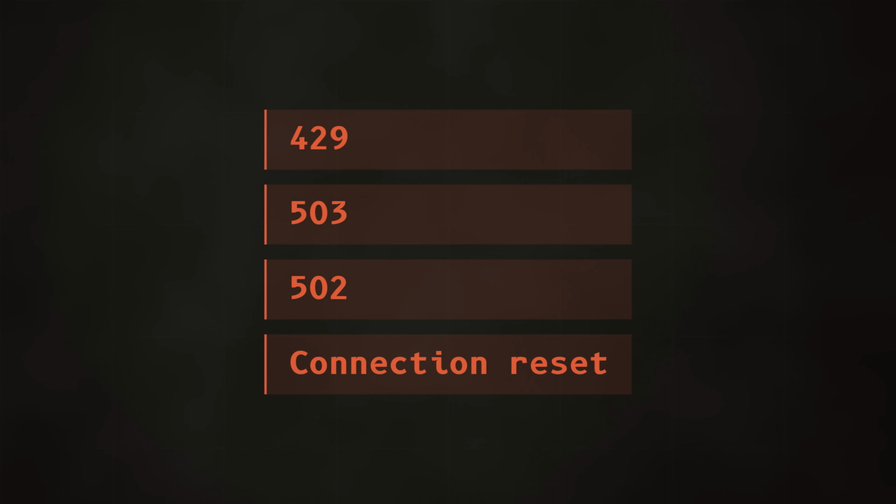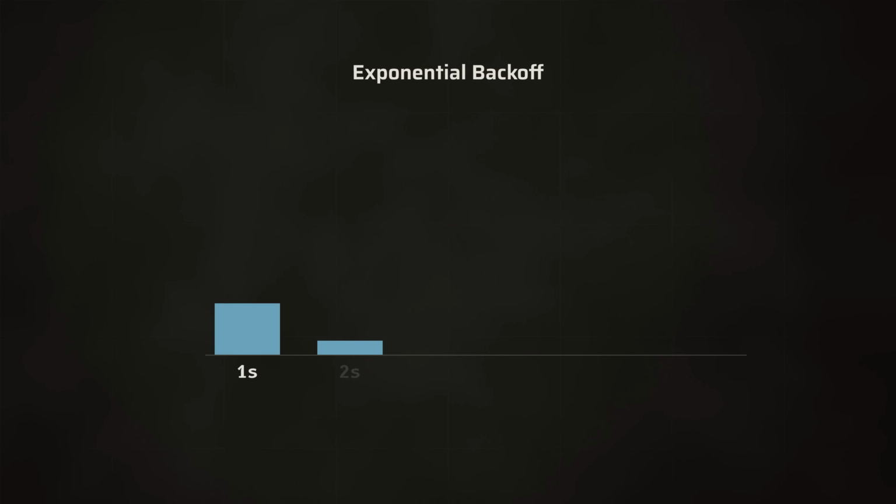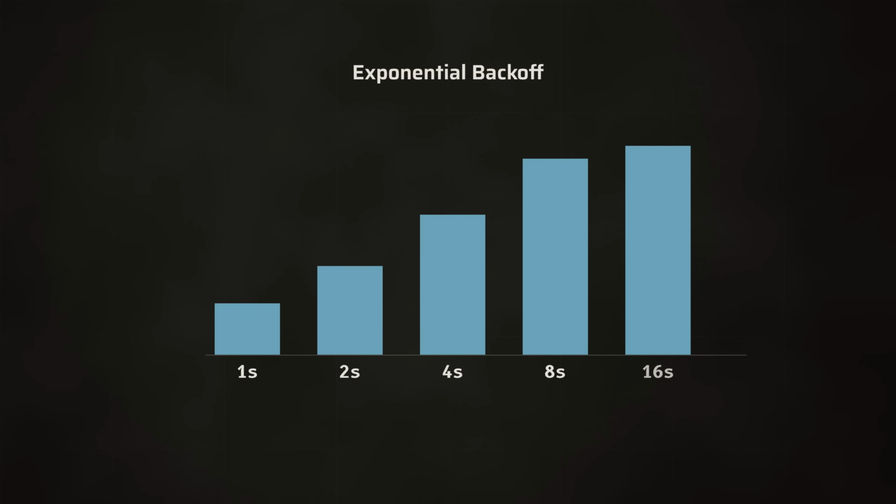Then, exponential backoff with jitter. What if there's no Retry-After? Or you're handling other transient errors: 503, 502, connection resets. You back off exponentially. That means wait 1 second, then 2, then 4, then 8, capped at some maximum. Each retry doubles the delay.